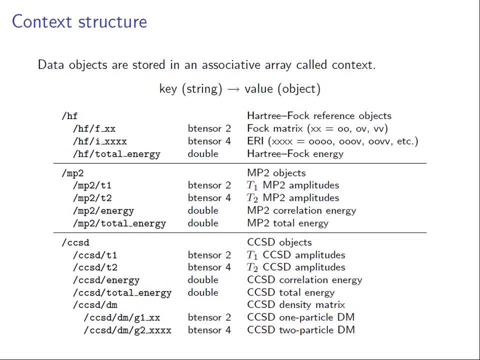This is a structure that arises from some sort of CCSD calculation. What you can see here is that because it's hierarchical, you can isolate a subcontext from this total. For example, if you just wanted to pass MP2 objects without any relation to what higher level structure might be, you could just isolate this MP2 subtree and pass it to the recipient, and then the recipient will only see the MP2 objects under here.